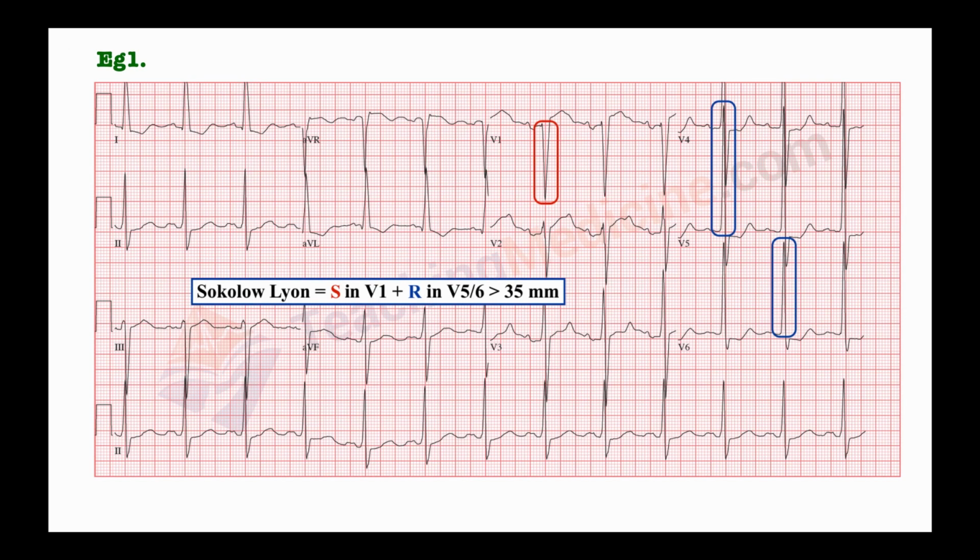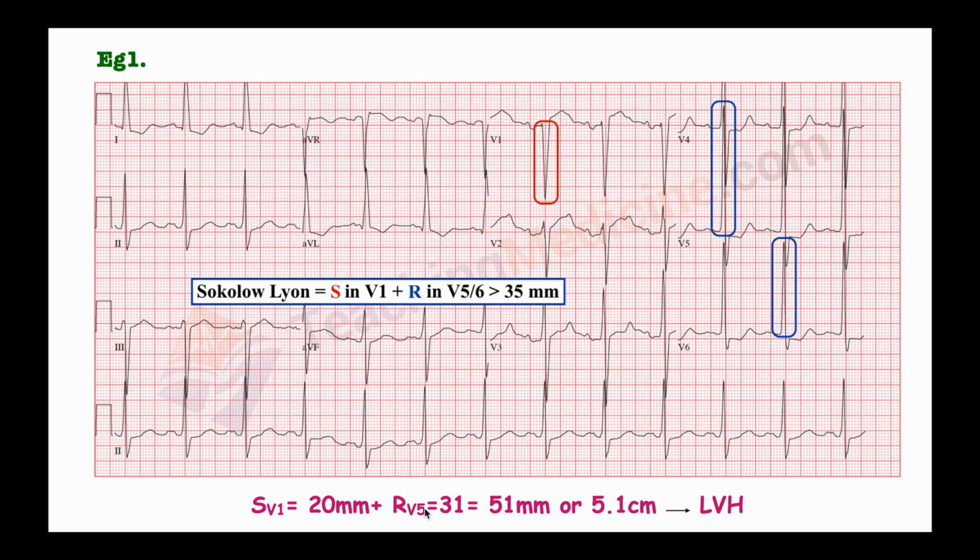Now, in the next example, what do we find? We are going to measure using V5 or V6, and so over here we use the S in V1. S wave in V1 is equal to, let's count, 5, 10, 15, 20, 25. I think I made a mistake over here. So 25 plus R in V5.